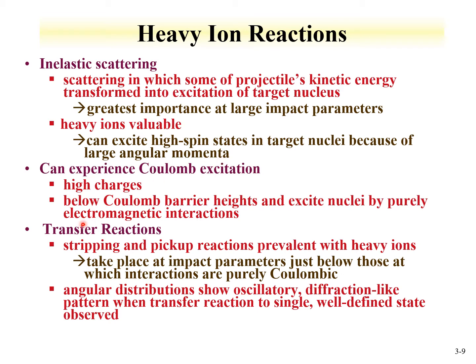You can also have transfer reactions where part of the projectile is taken up by the target. So if you have an oxygen 18, you can perhaps just strip or pick up a few neutrons from the projectile to the target. And these can take place when impact parameters are just below those at which interactions that are purely Coulombic occur. Some of the results of this can be measured with angular distributions, which show a diffraction-like pattern when transfer to a single well-defined state is observed. So you can get information about nuclear states from some of the behavior in these transfer reactions.